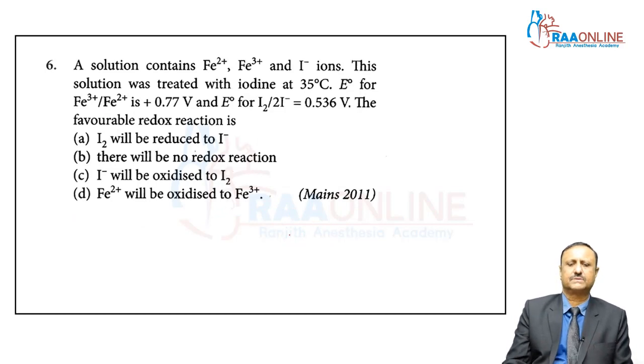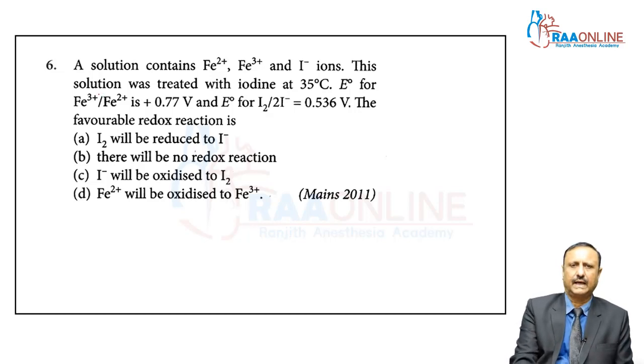In question number 6, my dear students, a solution contains Fe plus 2, Fe plus 3 and iodide ions. The solution was treated with iodine at 35 degrees Celsius. Here you can see Fe plus 3 is converted to Fe plus 2, and they give the E naught. Electrons are taken in both cases, and iodine is converted to iodide with 0.536 volt. They want the favorable redox reaction. What is the favorable redox reaction? So, my dear students, what is the concept?